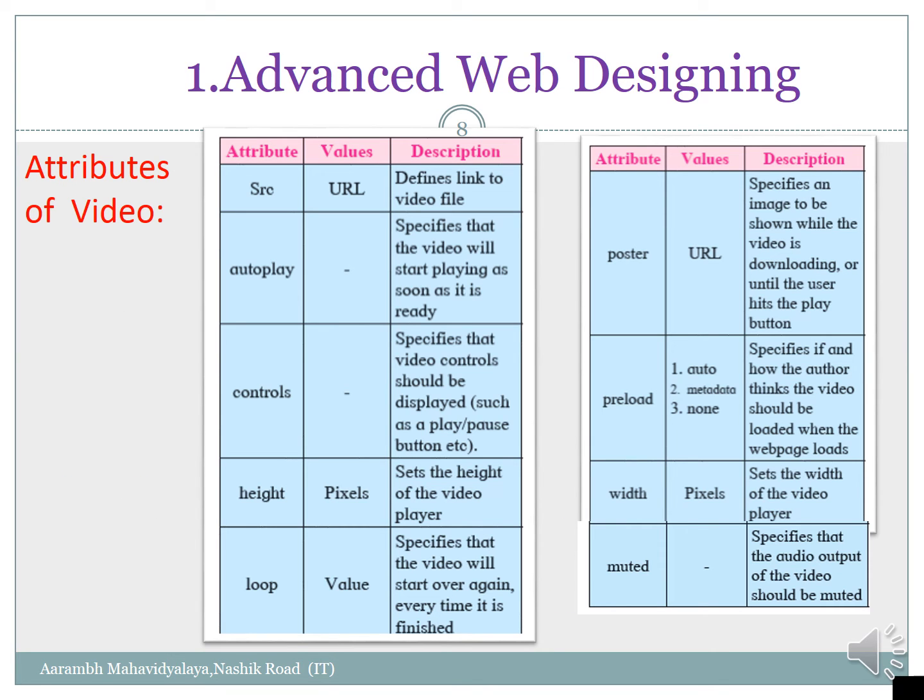Video also has different attributes. First attribute is source. Source means the URL or the location of the video file. Second one is autoplay. It is used to play the video with the loading of the web page. Third one is controls. Controls are used to display play, pause, stop, forward, backward buttons on a video player. Height and width are specified in pixels. That means they should be given in numbers. Then loop indicates the number of times that video is going to play.